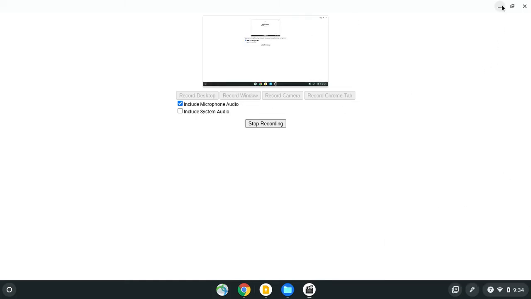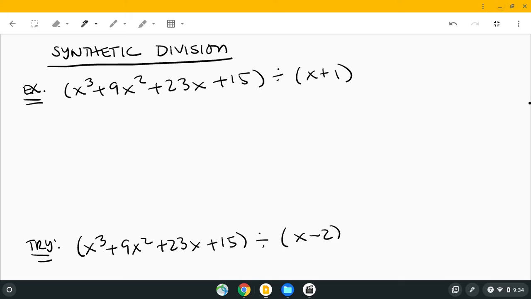Hello, hello. Okay, so those of you who were not here today or are still a little bit confused about synthetic division, I'm going to go over these two examples that we did in class today. What we're trying to do is this: this here is not factorable by grouping, so we need to figure out how we are going to solve this degree 3 polynomial if it's not factorable by grouping.